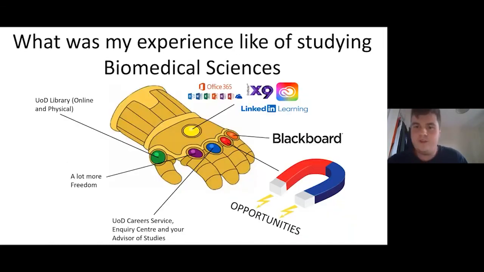So what was my experience like of studying biomedical sciences? Well, I thought I would show this where I felt like during my time studying biomedical sciences, I felt like I was endowed with these sort of 6 powers, which I represent as infinity stones to a Marvel Cinematic Universe.